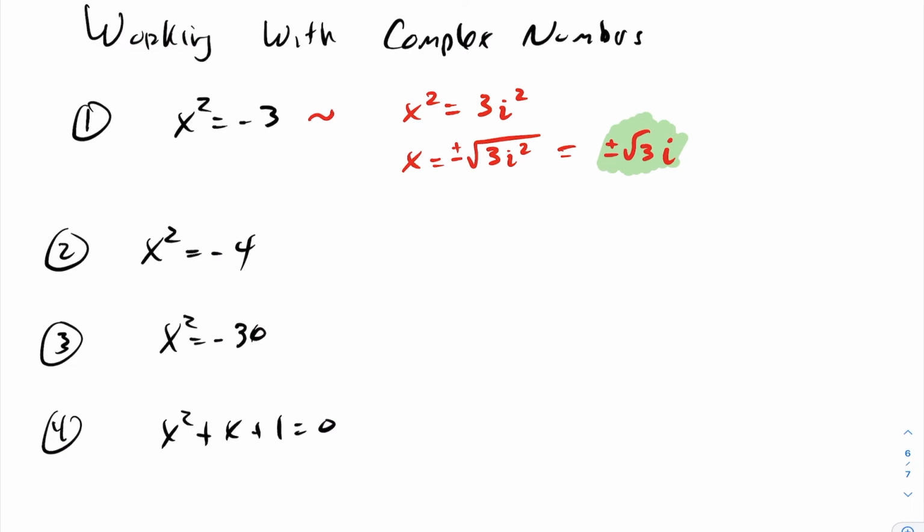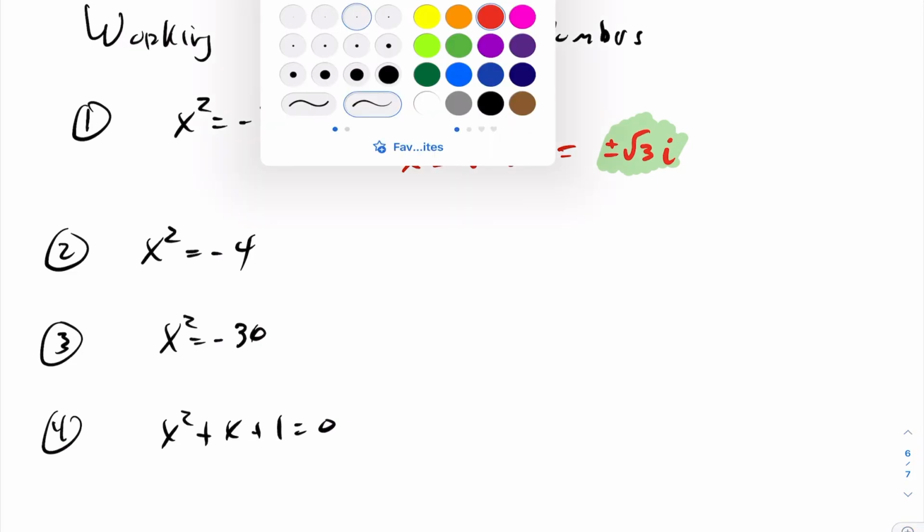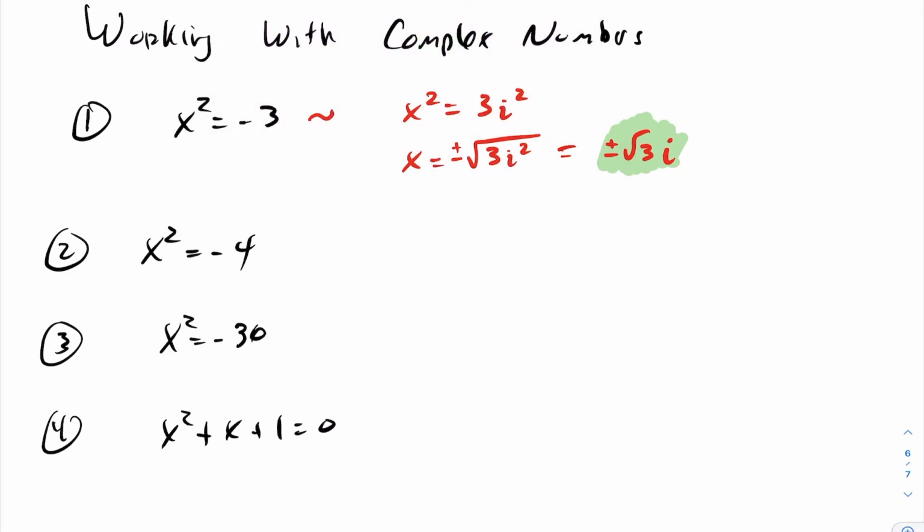Notice if I were to sub this into the equation, it does satisfy it. Just to show you, if I sub in root 3 i and I square that term, you square the root 3 and you square that i. The square of root 3 is 3, and i squared is -1, giving you your -3. Likewise, if you sub in a minus root 3 i, you'll also see it does satisfy the equation.